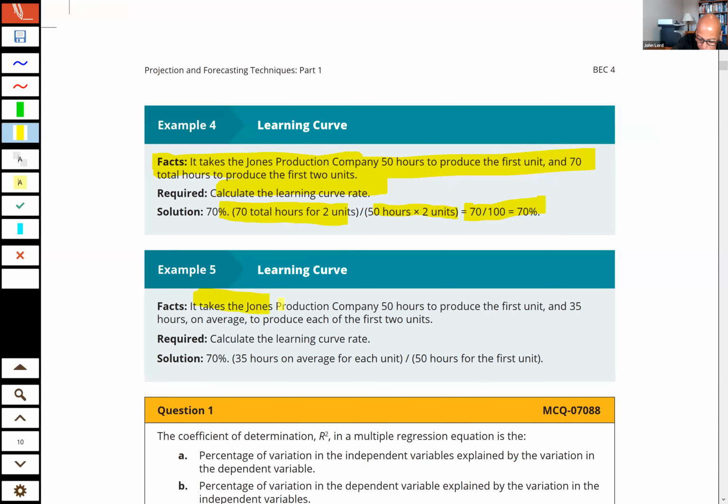Okay, so if you were to then take that: if it takes Jones Production 50 hours to produce the first unit and 35 hours on average to produce each of the first 2 units, calculate the learning curve rate. And again, you can get that 70% that way too. So the key concept, I don't think the exam is going to have you calculating learning curves so much as they will expect you to know those definitions. Okay, good. Let's go ahead and take a look at a couple of our first multiple choice questions tonight.